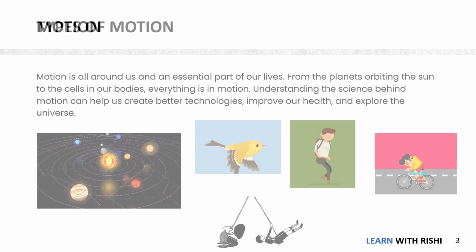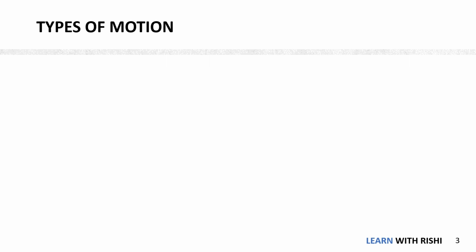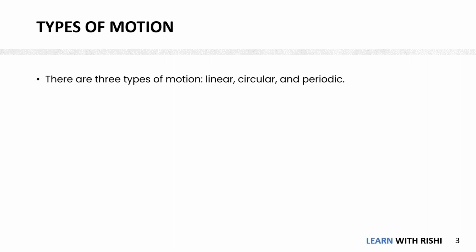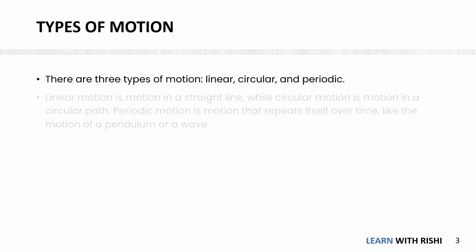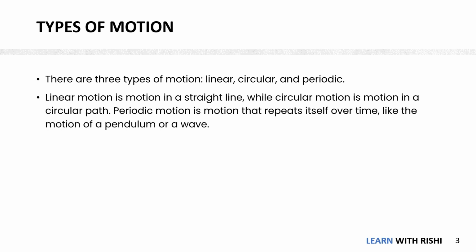Let us see some basic types of motion. The three types of motion are linear, circular and periodic. Linear motion is a motion when the body moves in a straight line, while circular motion is a motion in a circular path. And periodic motion is that motion which repeats itself over time, like the motion of a pendulum. So these are the three basic types of motion which you have learned already in the lower classes.